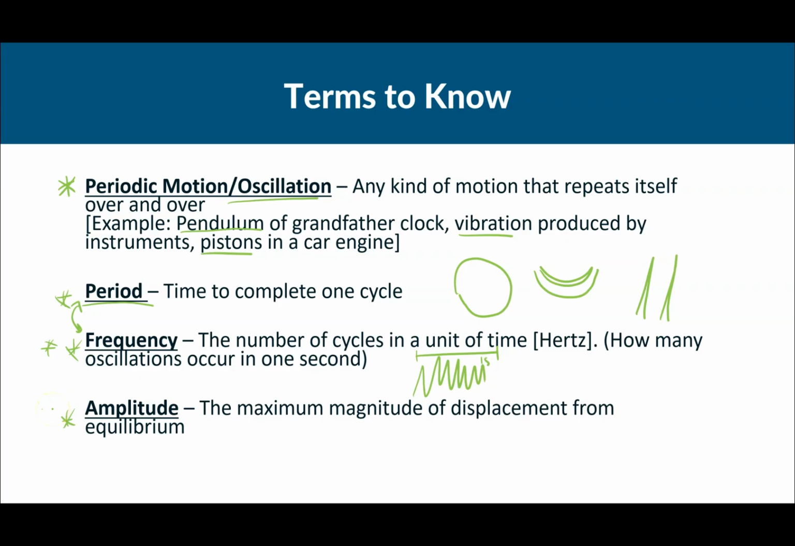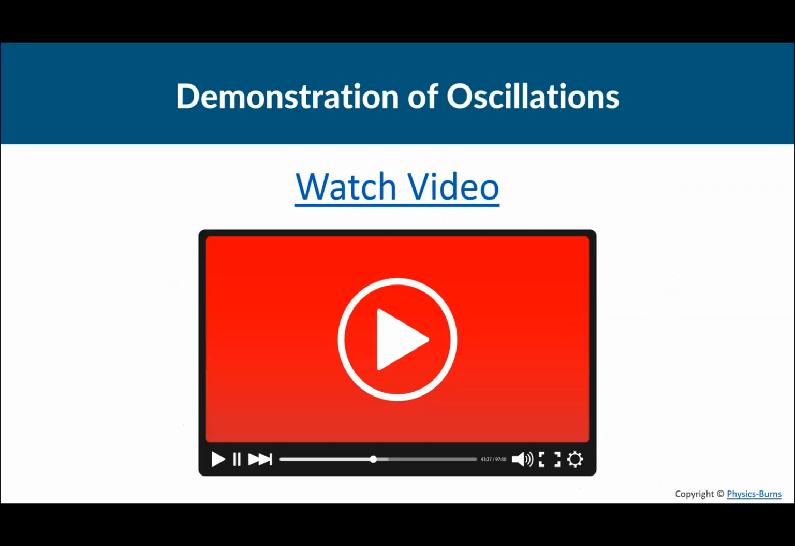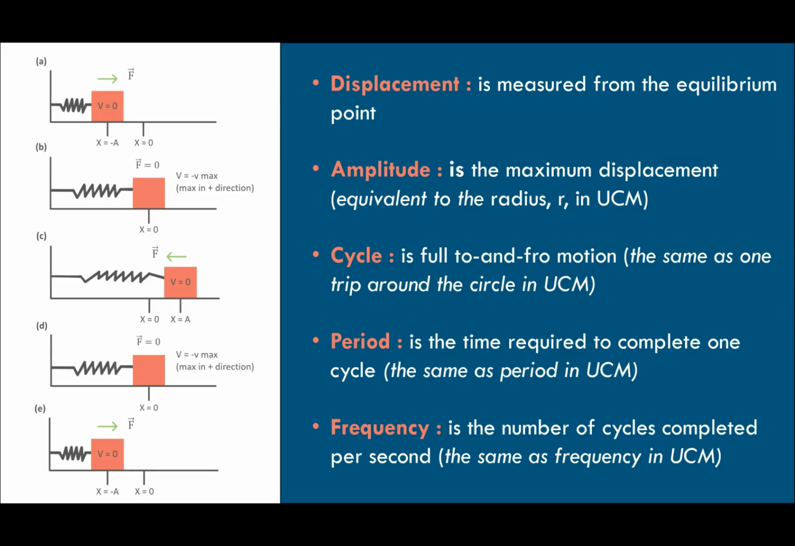Amplitude is the maximum magnitude of displacement from the equilibrium. For example, if something is going up and down like that, it's the furthest point that it reaches from this equilibrium state. Anyway, it could be a little bit confusing, but as we do the example problems, it should make more and more sense. A little bit of an example if you want to watch.